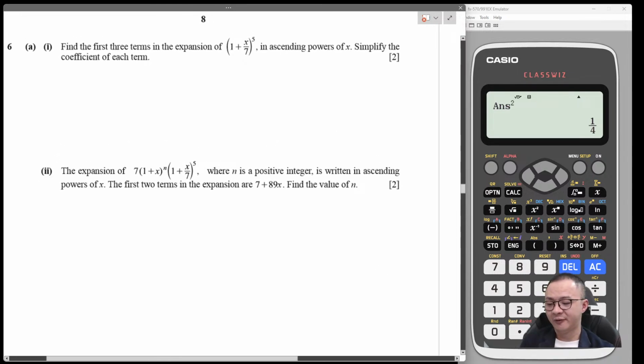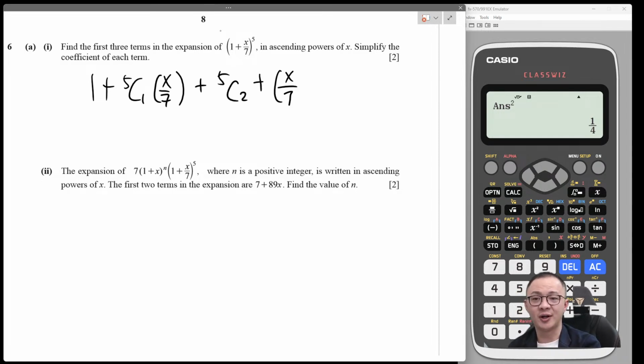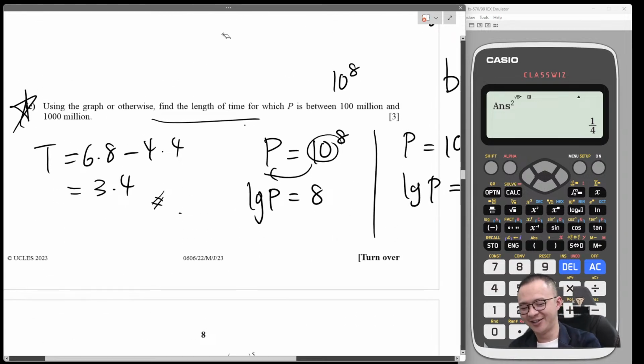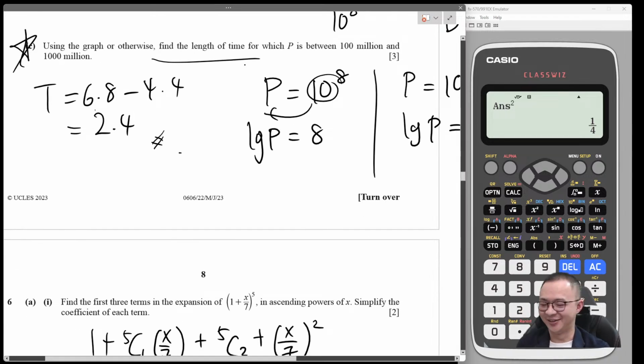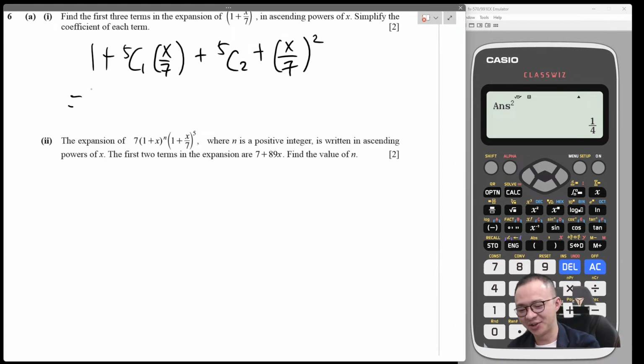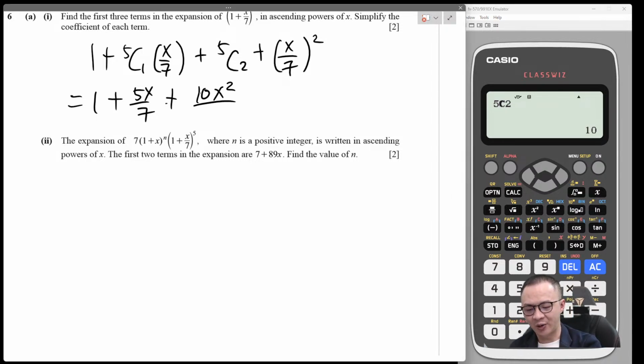Alright. Find the first three terms for this expansion. Alright, so first term is a. Second term is 5C1 times x over 7. Third term is 5C2 times (x over 7) squared. Is it 2.4? Eh? Thanks, Claire. Yeah, I'm not sure why I thought 3.4. Yeah, 6 minus 4 is 2. Thank you so much. Okay, so this is 5x over 7. 5C2 is 10, is it? I always can't remember this value. Yeah, it's 10. Okay, so this is 10x squared over 49. This is multiply.